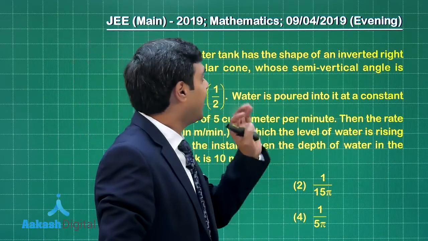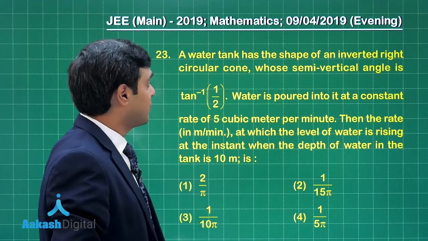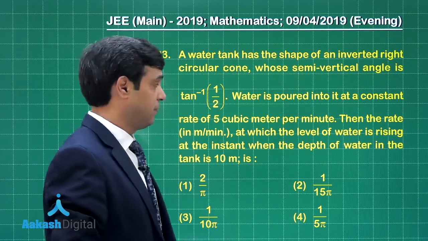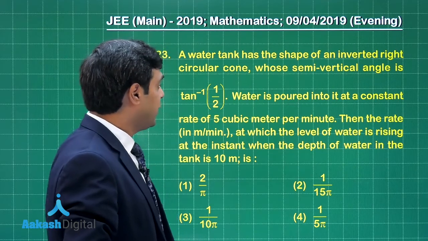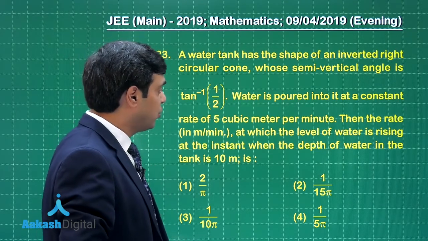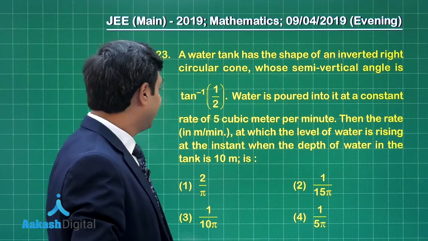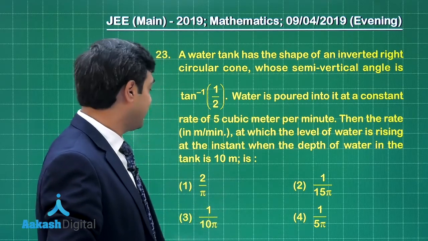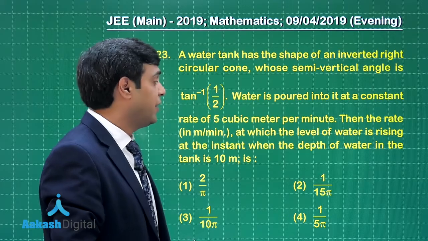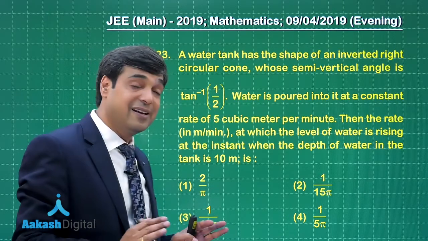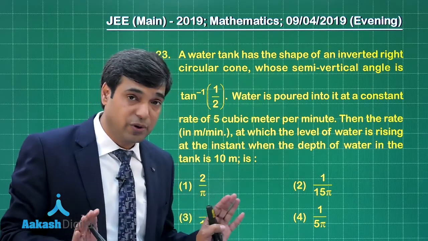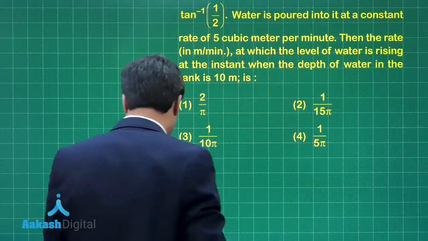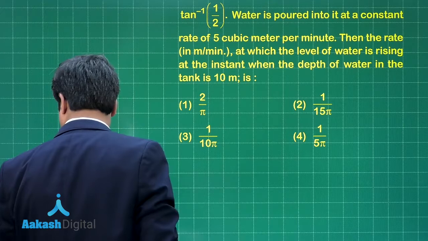A water tank has the shape of an inverted right circular cone whose semi-vertical angle is tan inverse half. Water is poured into it at a constant rate of 5 cubic meter per minute, then the rate in meter per minute at which the level of water is rising at the instant when the depth of water in the tank is 10 meters. I'm sure this is quite easy and clear to you. Let's start after making the figure for the same.